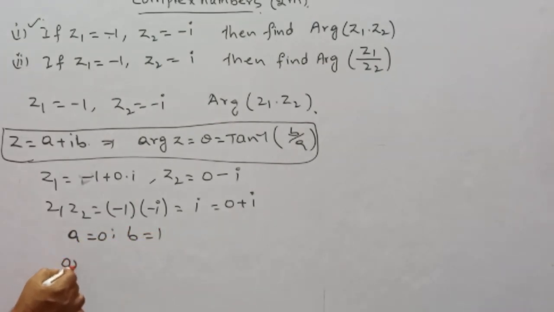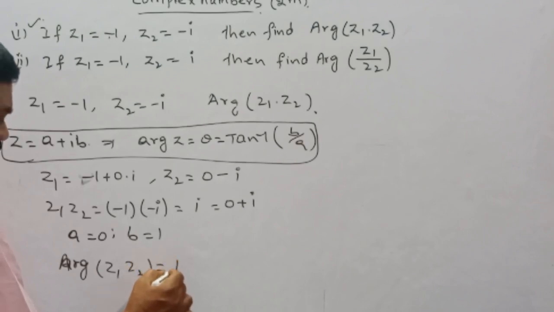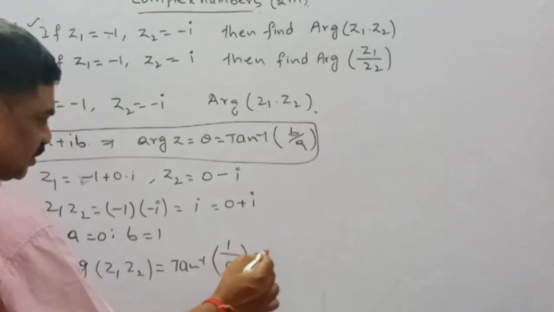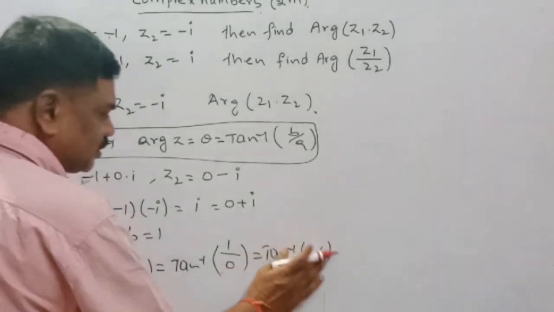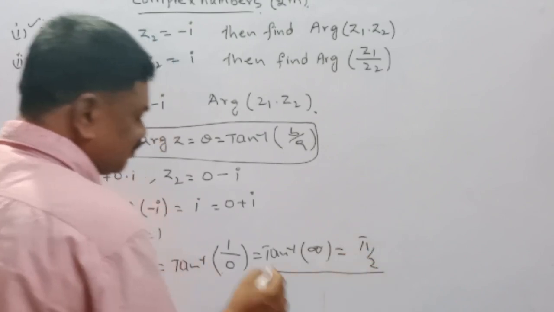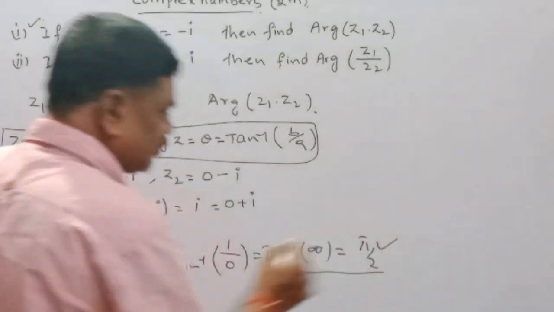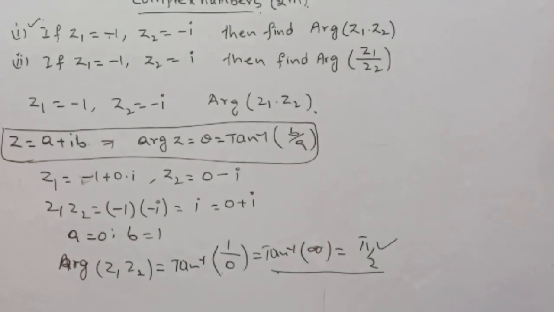Then the argument of Z1 Z2 is equal to what? Tan inverse of b by a, 1 by 0, is equal to tan inverse of infinity, which is equal to pi by 2. This is the value. Okay, all of you. The argument of Z1 Z2 is equal to pi by 2. We have to find the argument of Z1 Z2, and the answer is pi by 2. Okay, all of you. That's all.